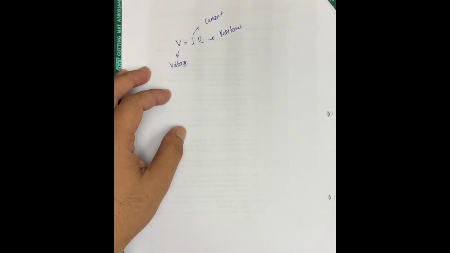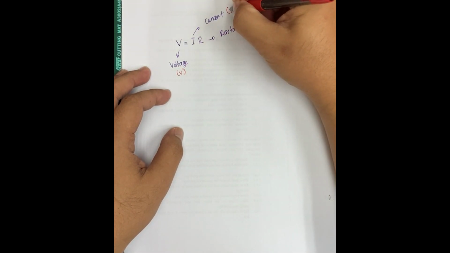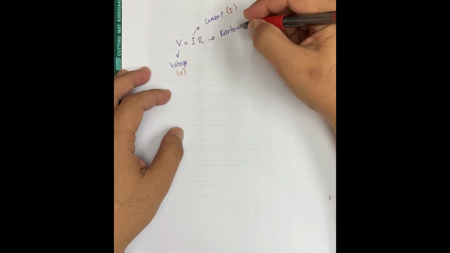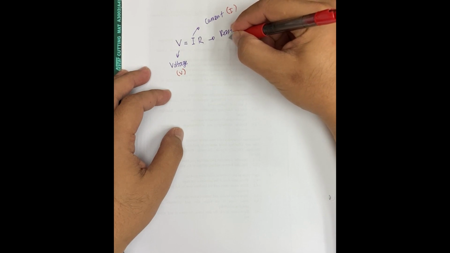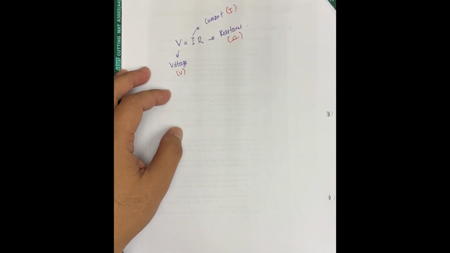Okay, so we have the unit for this. V for voltage, the unit is V. Current, the unit is I, same like this, the formula. And R for resistance, the unit is ohm. This symbol, this is a Greek symbol.